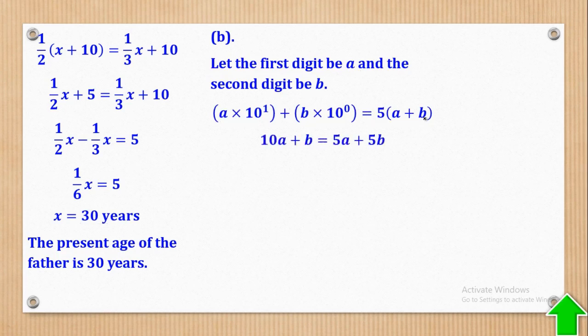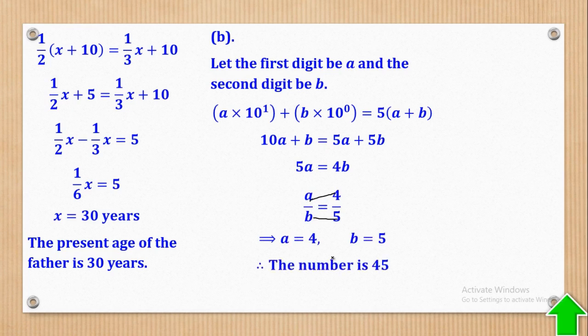So when I expand, I'll come up with this will be 10A, this will be B, this will be 5A, this will be 5B. Collect like terms gives you that. Then get the ratio to be that. So after that you shall compare and say that A is 4 and B is 5. Therefore the number was 45.